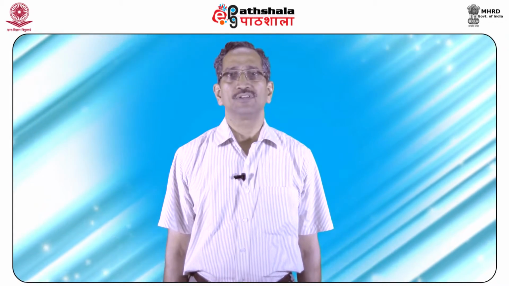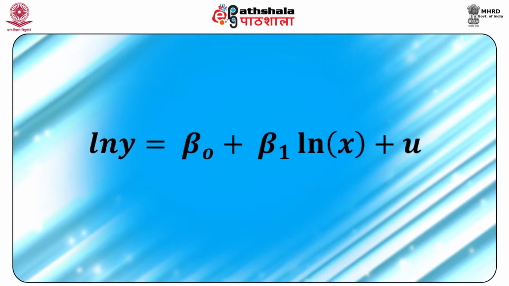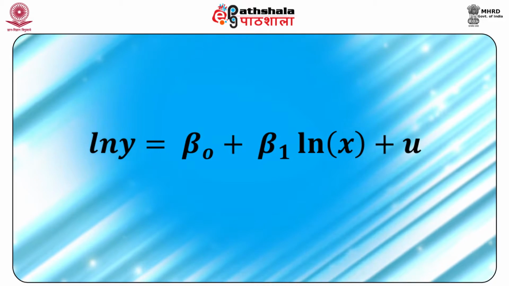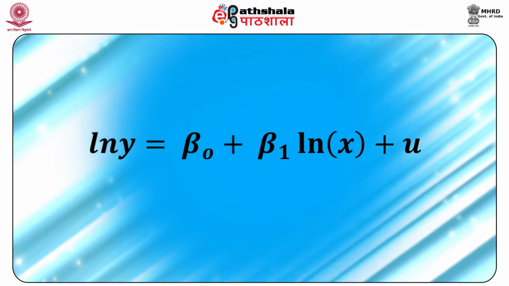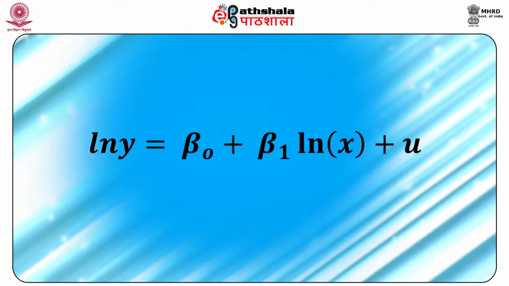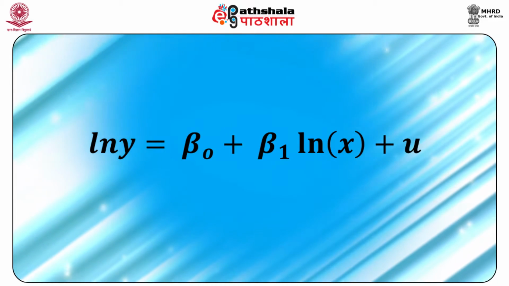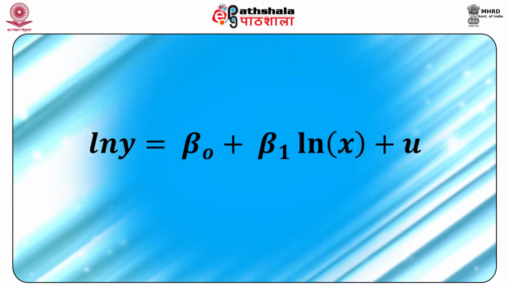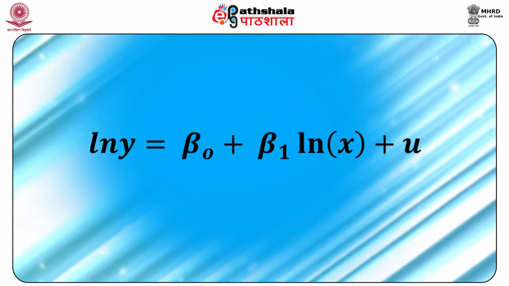For instance, the standard Cobb-Douglas production function with the disturbance term in a multiplicative form is y equal to e raised to power beta 0 plus x raised to power beta 1 into e raised to power mu. This is the multiplicative form of the Cobb-Douglas production function. Now, if you take the natural log on both sides, we will have ln y is equal to beta 0 plus beta 1 ln x plus mu i. So it has become a linear model by logarithmic transformation.